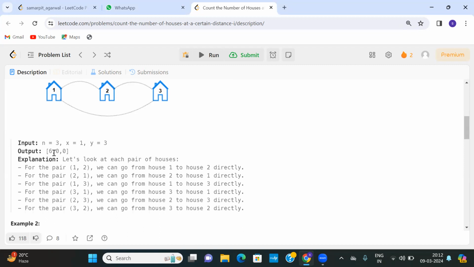So the number of pairs for which the distance is 1 is 6. Number of pairs for which the distance is 2 is 0. And number of pairs for which the distance is 3 is also 0. So we will return 6, 0, 0.